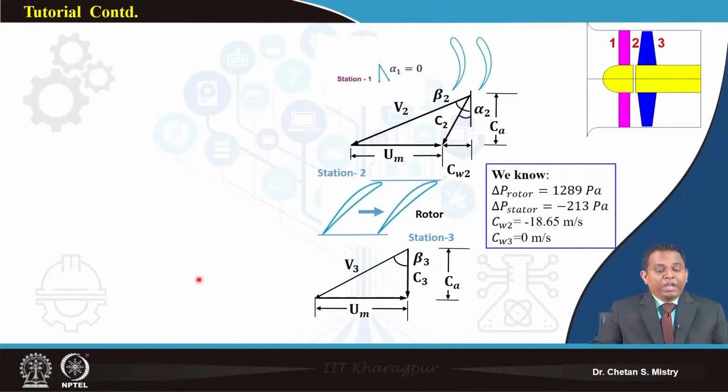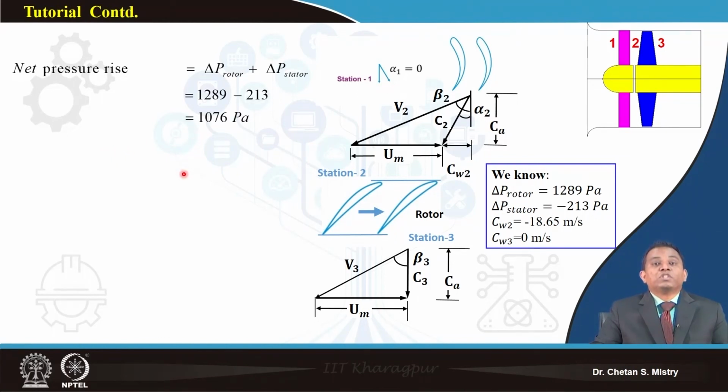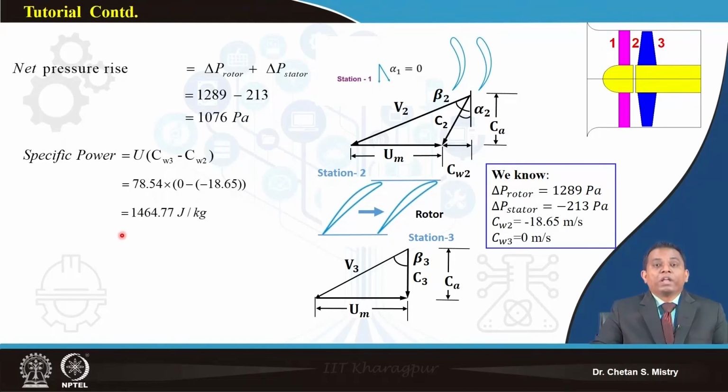Now, since we have the pressure rise in rotor and the pressure rise in stator, we can calculate my net pressure rise. This is coming 1076 Pascal. We are interested in our specific power, that is U into Cw3 minus this. If we put these numbers, my specific power is coming 1464.77 joule per kg.